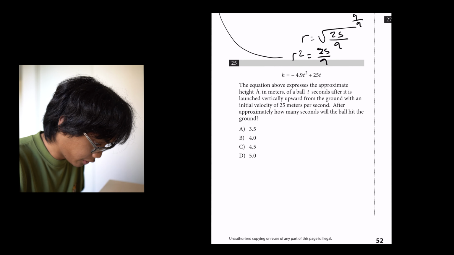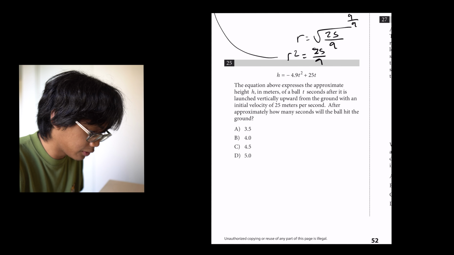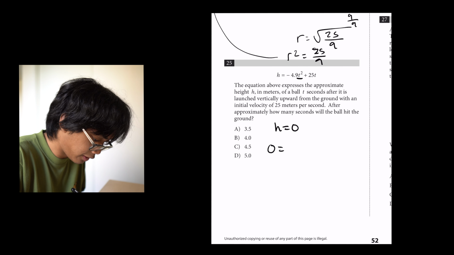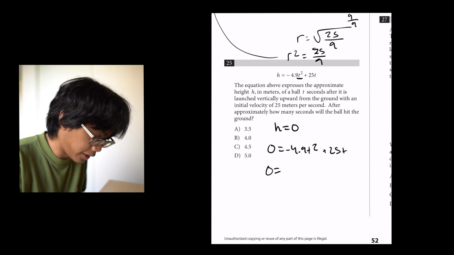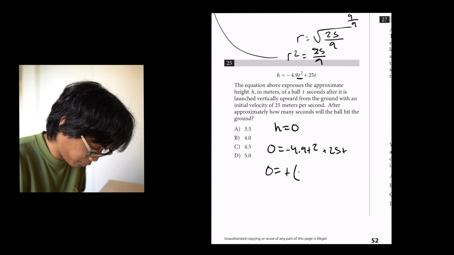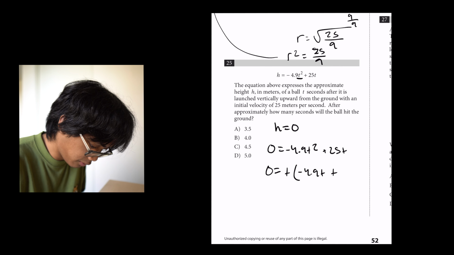All right, 25. h equals negative 4.9 t squared plus 25 t. After approximately how many seconds will the ball hit the ground? So basically we want to look for where h equals 0, whatever value of t we're going to get. So if we substitute it, we get negative 4.9 t squared plus 25 t. And to solve for values of t, we can factor out a t because we have t's in both terms. So we can do t times (negative 4.9 t plus 25).